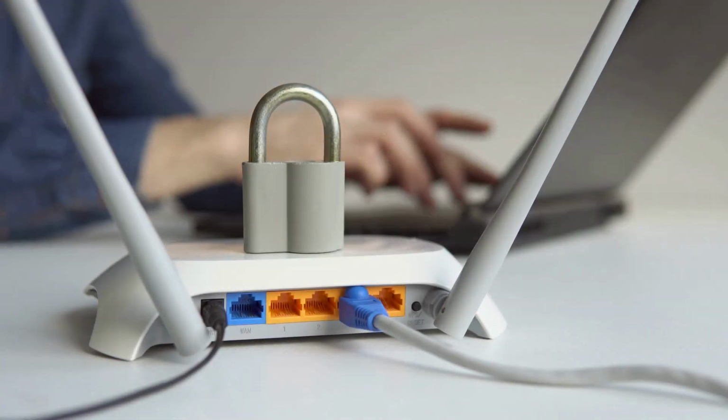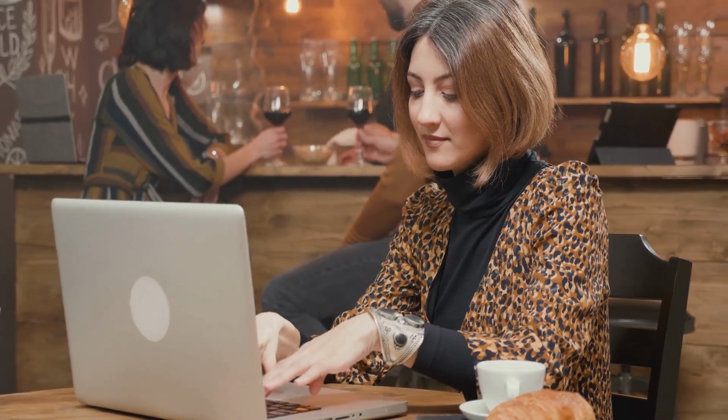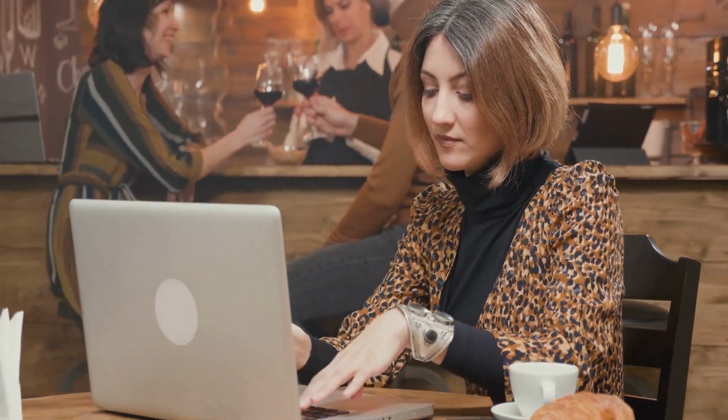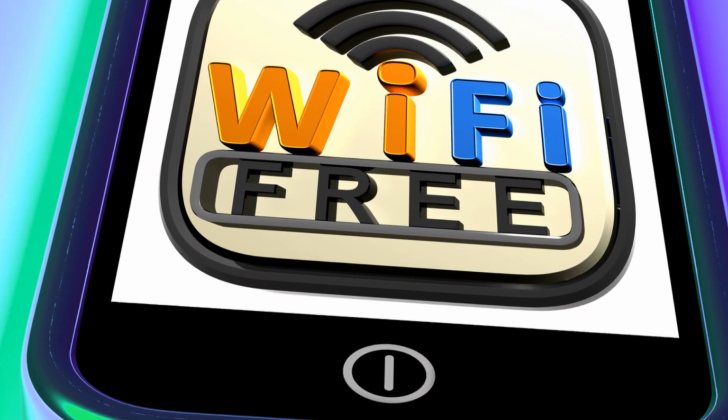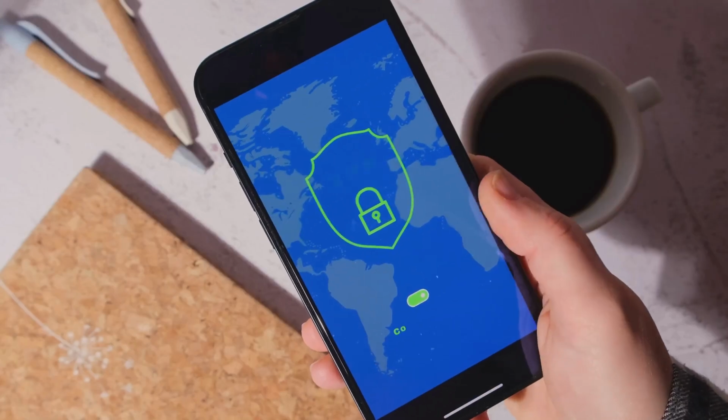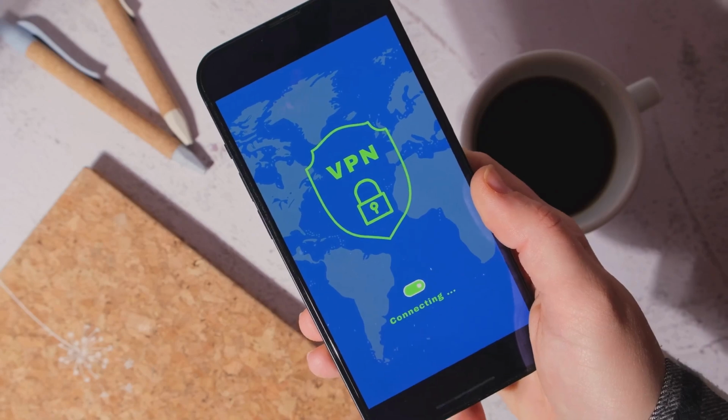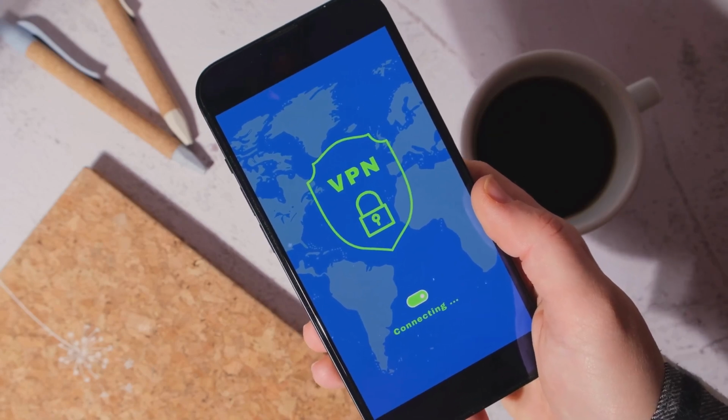Secure your Wi-Fi networks. Avoid public Wi-Fi. Public Wi-Fi networks are highly vulnerable to MITM attacks. Avoid accessing sensitive information on open networks. Instead, use secure private networks or VPNs to protect your data from being intercepted.